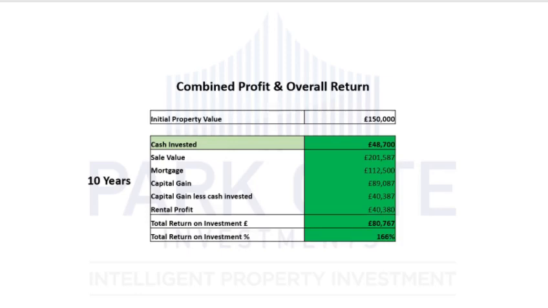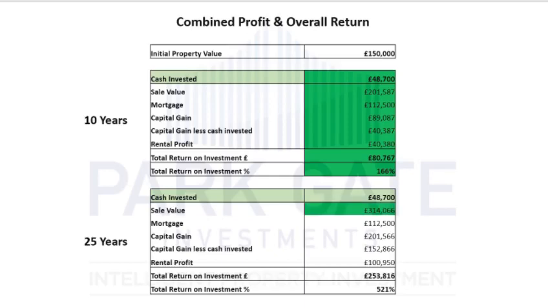In the 25-year example, take your sale price of £314,066 and deduct that interest-only mortgage repayment of £112,500. This leaves you £201,566. Take from that the cash you invested, £48,700, for your net capital gain of £152,866. Add to this 25 years of rental profit at £100,950, and you have your total return of £253,816. When we divide this by the initial investment, again £48,700, we get the return on investment of 521%.